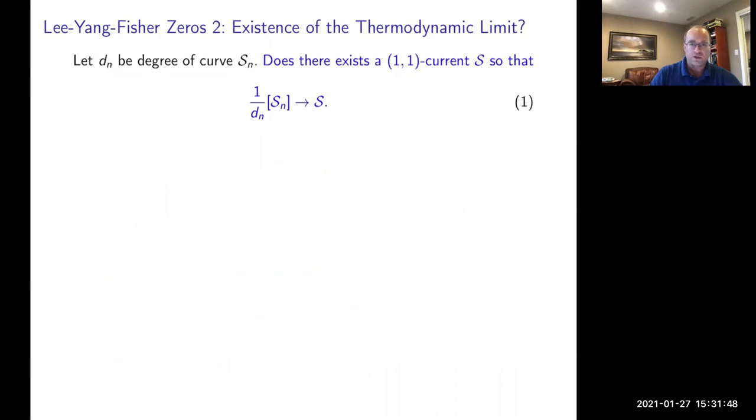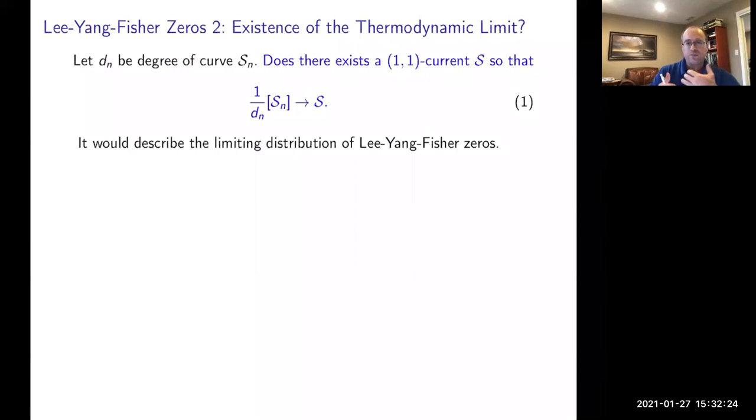This is for some lattice. So you've got some lattice gamma n, and associated to each n is the partition function. It has the zero locus, which is this algebraic curve Sn. If you consider that algebraic curve as a current and normalize, can you take a limit as n goes to infinity? It would somehow extrapolate between the Fisher zeros on the vertical complex t slice and the Lee-Yang zeros on the real cylinder. And so that's the question.